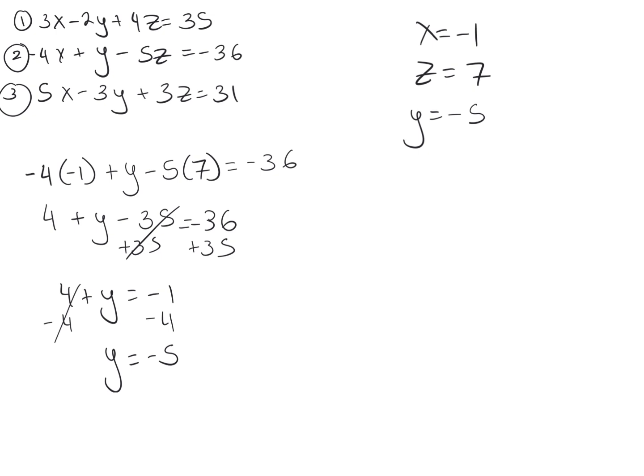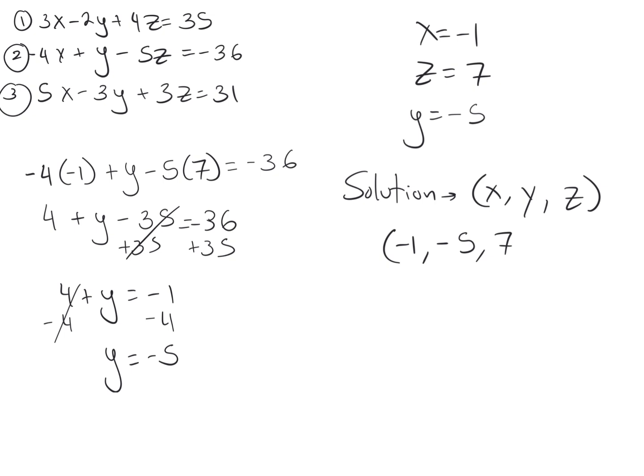Now, what is the correct order of the solution? The solution, again, is going to be written in an ordered pair. The solution is going to be x, y, z. So it will be -1, comma, -5, comma, 7. This is your final answer.